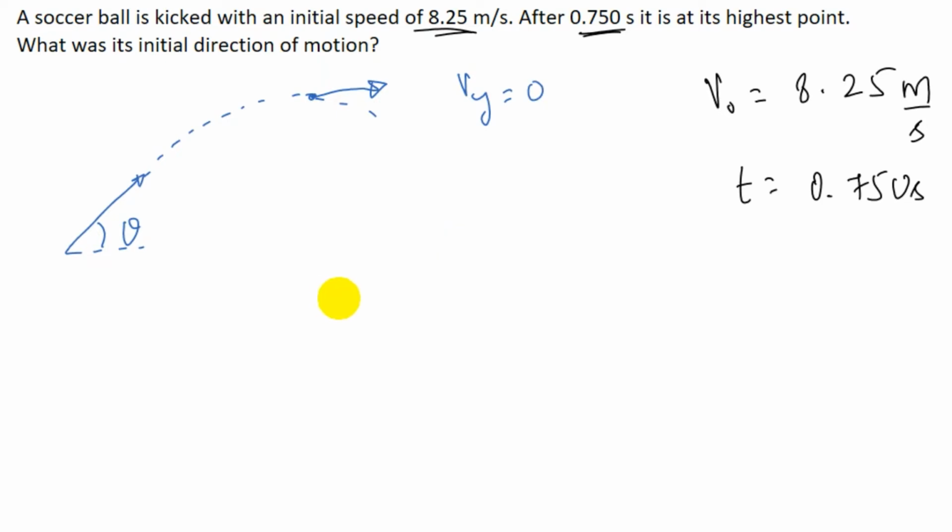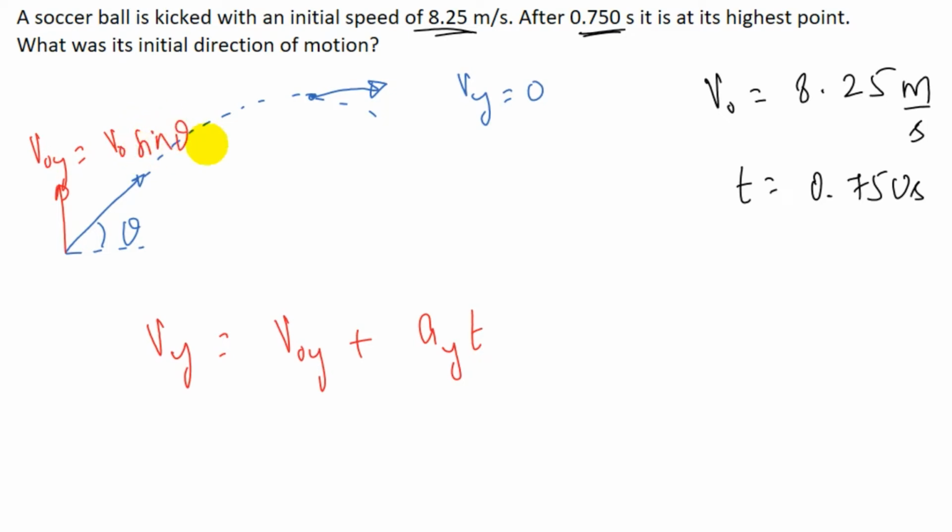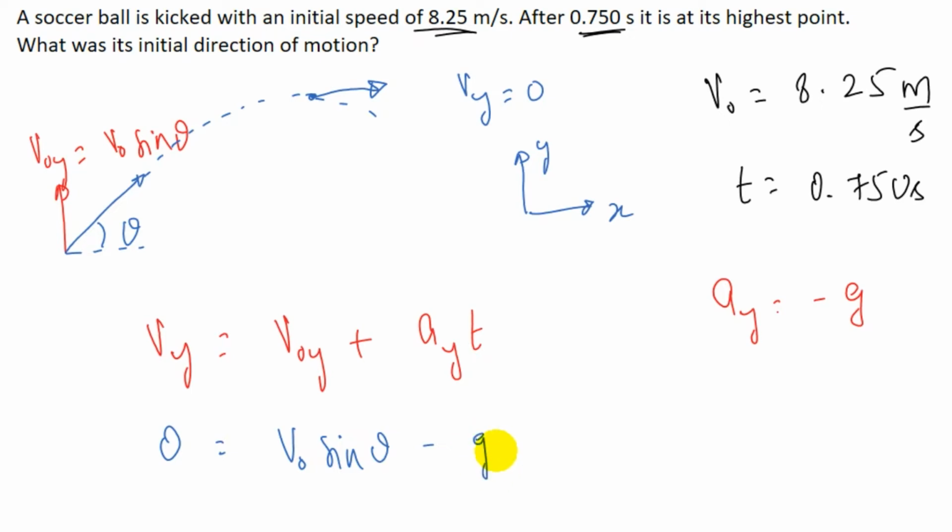So we can use the equations of motion in the vertical direction, which is Vy equals V naught y plus ay t. Now V naught y is the initial speed in the vertical direction, which is V naught sine theta, and ay we have minus g, right? Because we always consider this direction to be positive y and this direction to be positive x. So g is always downward, so that is why ay is negative. Okay, so Vy becomes 0, V naught y is V naught sine theta, minus gt.